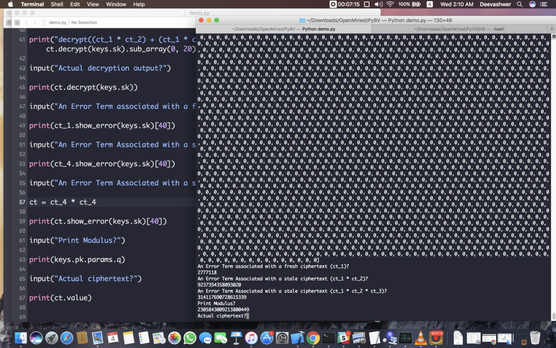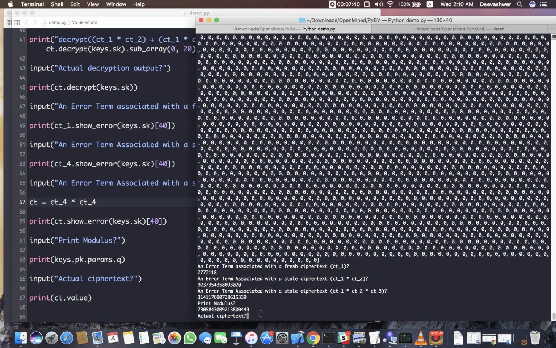Let's print the modulus. Yeah. So it happened because it actually doubled in bit size, but since our modulus was less than that, it wrapped around the modulus and we get this value. And as I told you, we decrypt correctly only when the errors do not wrap around the modulus. So this shows that the current implementation for the current parameters only supports one homomorphic multiplication.